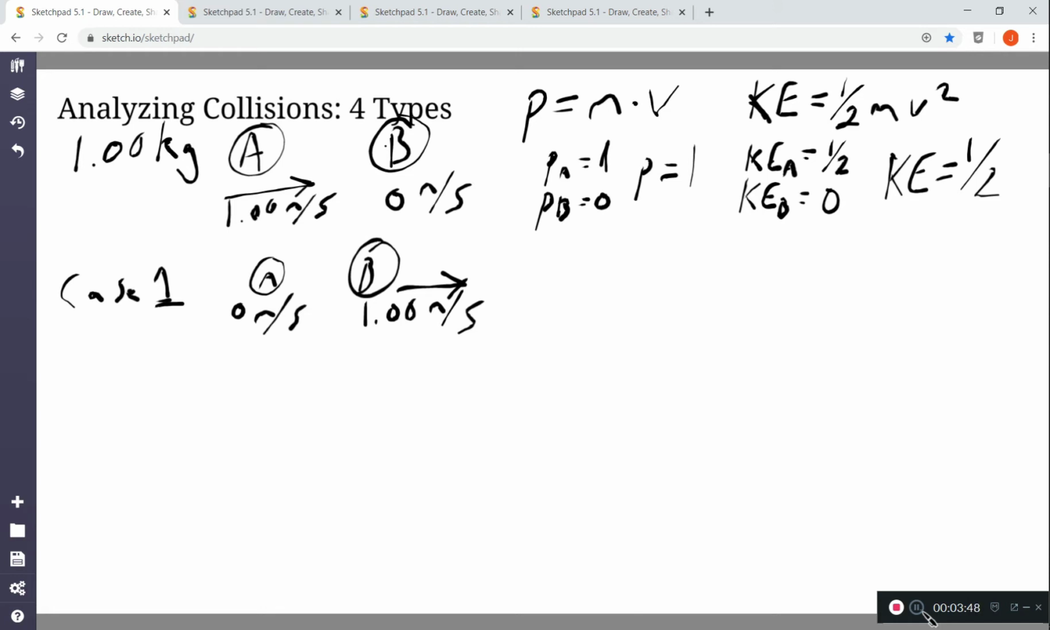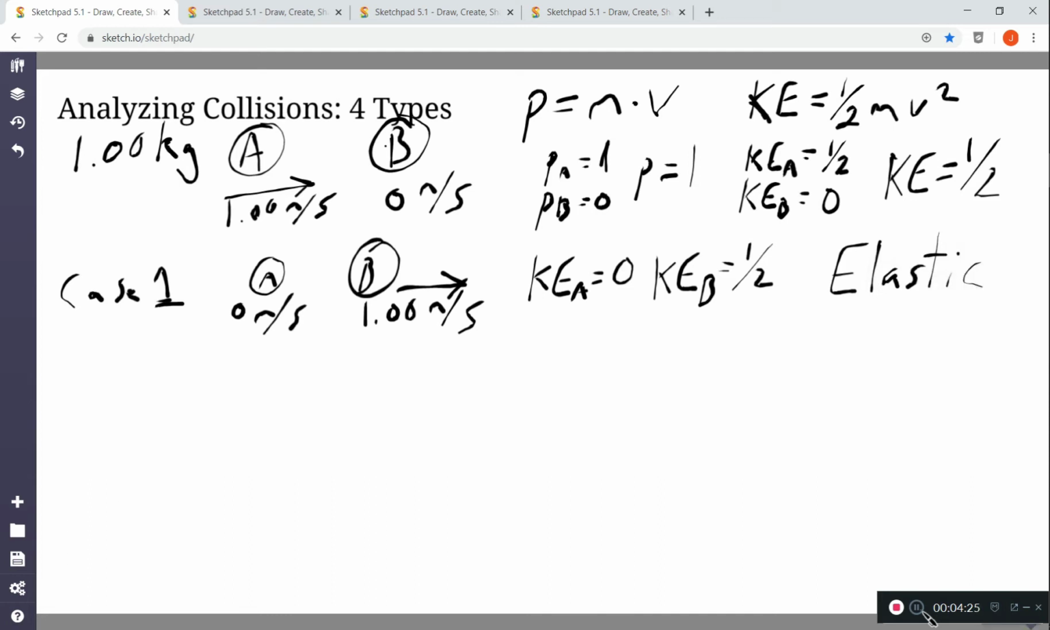Let's talk about the kinetic energy now. After everything's done, the kinetic energy of A is 0 because it has no velocity. The kinetic energy of B is 1/2 because it has a 1 kilogram mass and 1 meter per second. So that means that we have the same amount of kinetic energy before the collision as we did after the collision. So the term we're going to use for that is elastic. That is called an elastic collision.